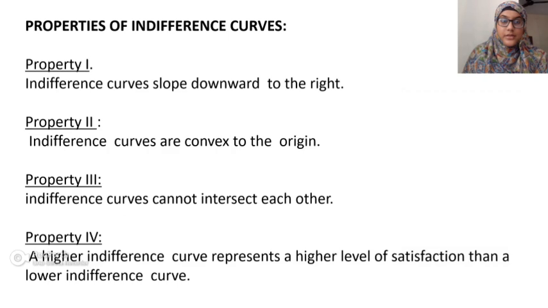Properties of indifference curves. Property number 1. Indifference curves slope downwards to the right and they are negatively sloped. Property number 2. Indifference curves are convex to the origin. Property number 3. Indifference curves cannot intersect each other. Property number 4. A higher indifference curve represents a higher level of satisfaction and a lower indifference curve represents a lower level of satisfaction.